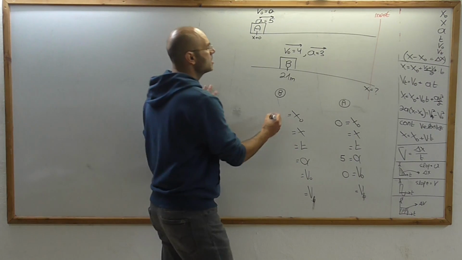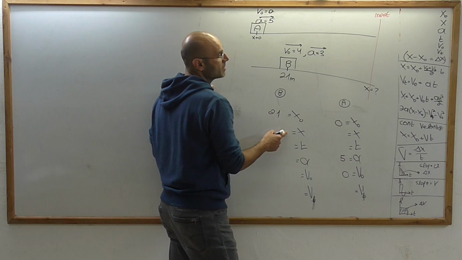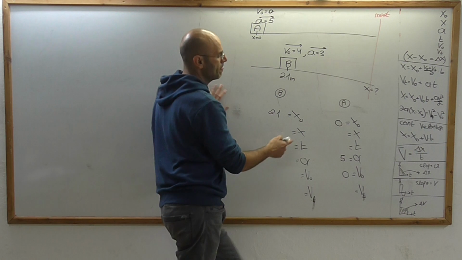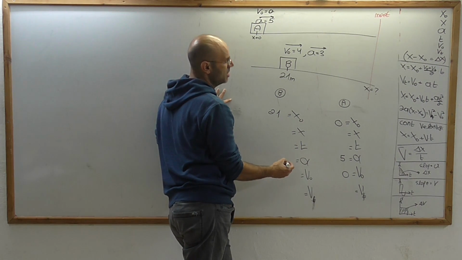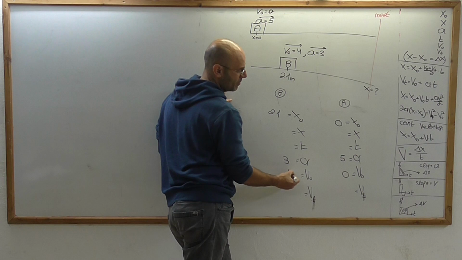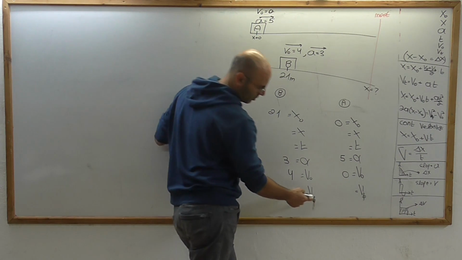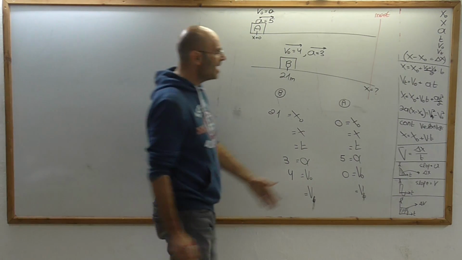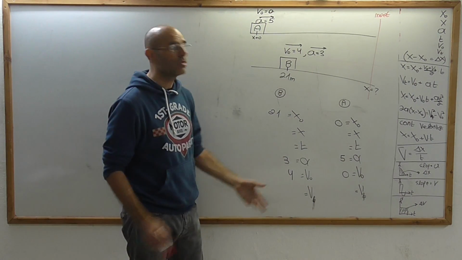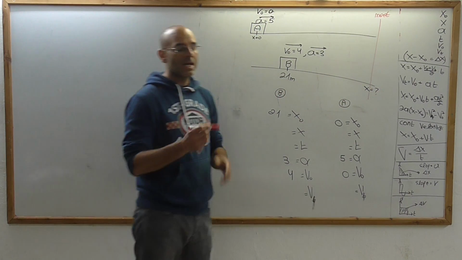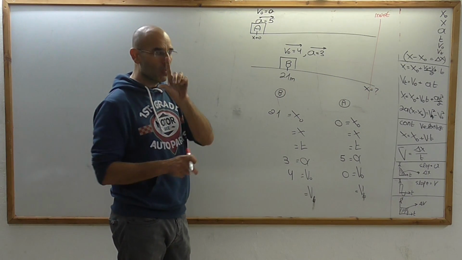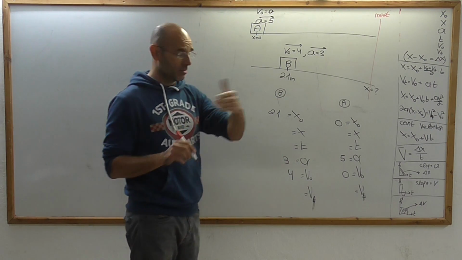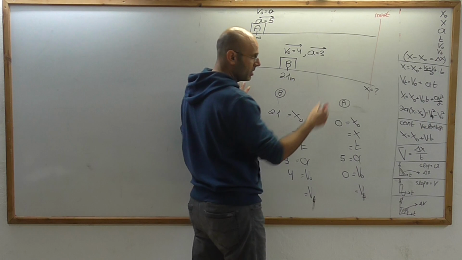Here, X0 is 21. X final I don't know, but I know it's the same X as this one because they meet in the same position. Time I don't know. Acceleration is 3. V initial is 4. V final I don't know. So now I have a problem. I don't have enough data here or there to use our equations. In this case, we define a variable and use it in the equations.